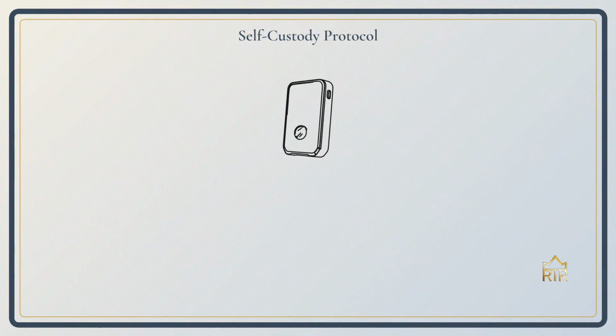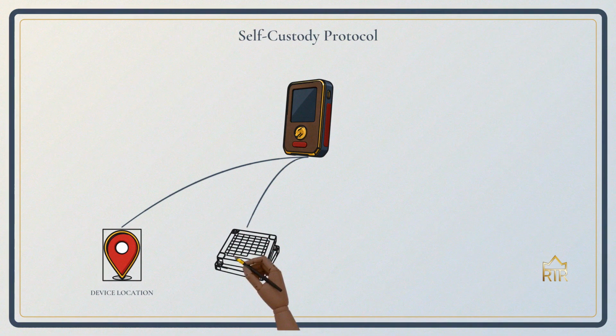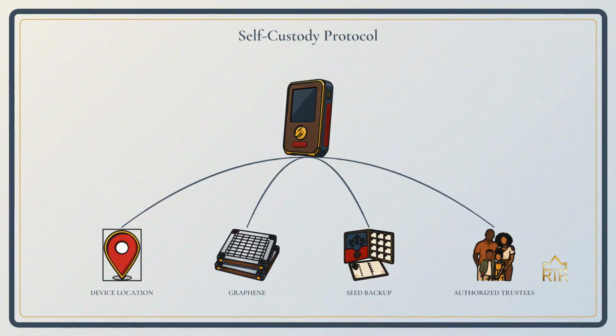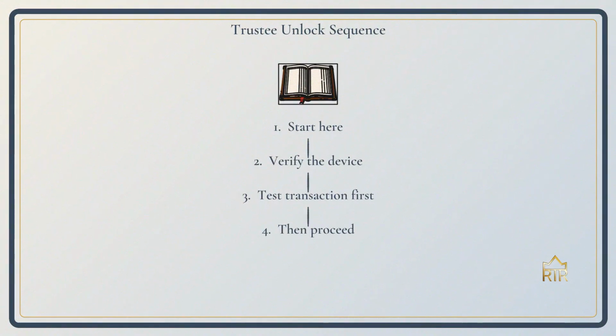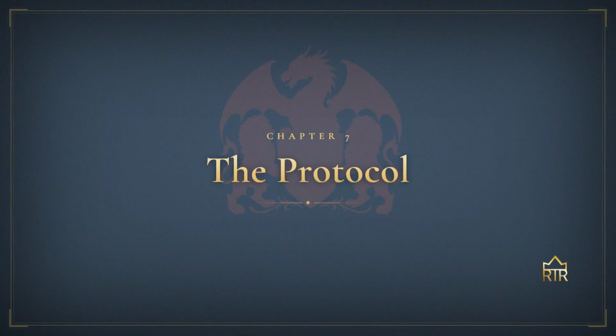Section 5 is the self-custody protocol. For any hardware wallet or cold storage account, the device location, the unlock sequence, the graphene or seed backup location, the proof required to access it, and the trustees authorized to do so. Section 6 is the trustee unlock sequence, a numbered step-by-step order of operations. Start here. Do this before that. Do not attempt recovery from an unfamiliar device. Do not move funds without a test transaction first. The sequence prevents the expensive mistakes that happen when a trustee has authority, but no protocol. Six sections, one sealed document, one clear chain.